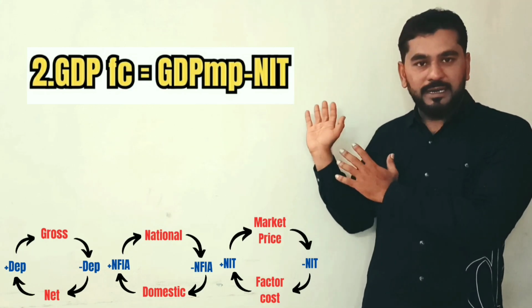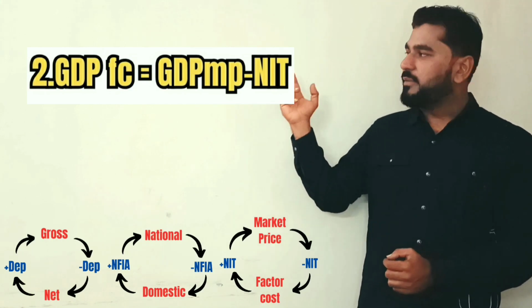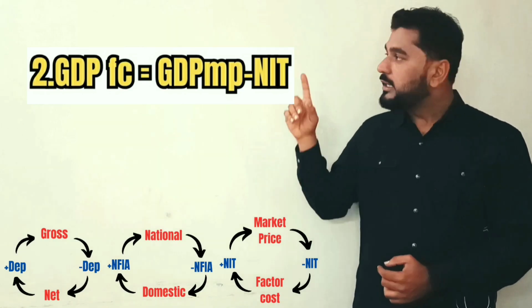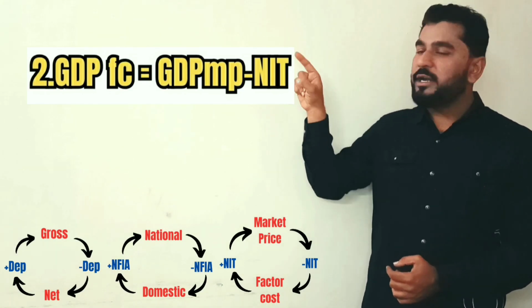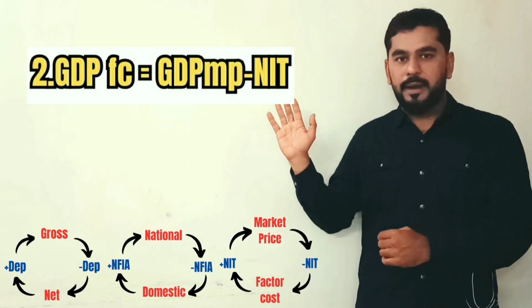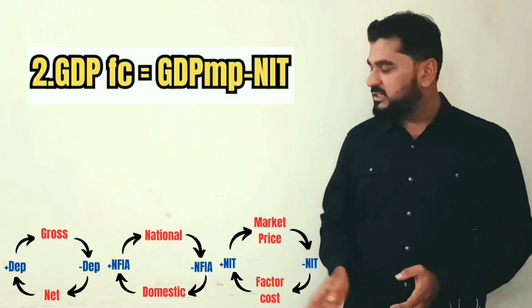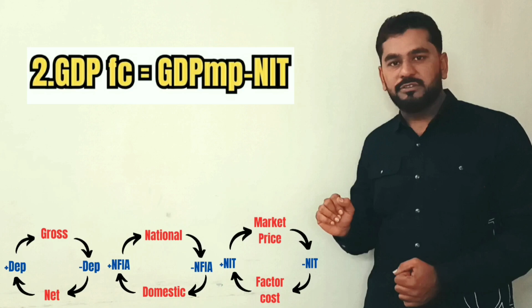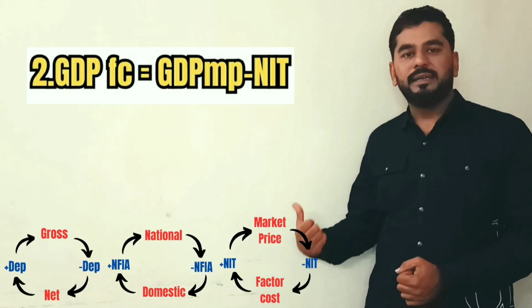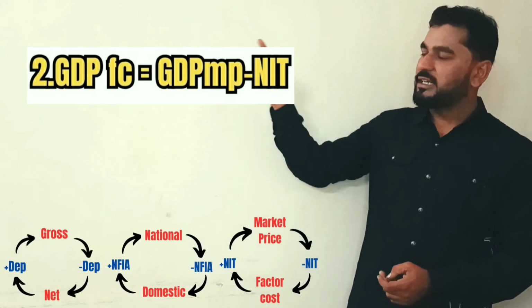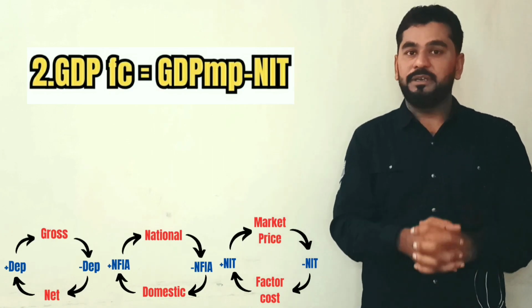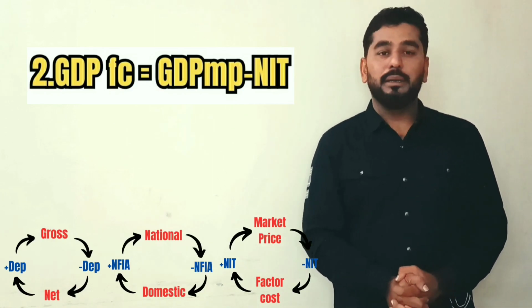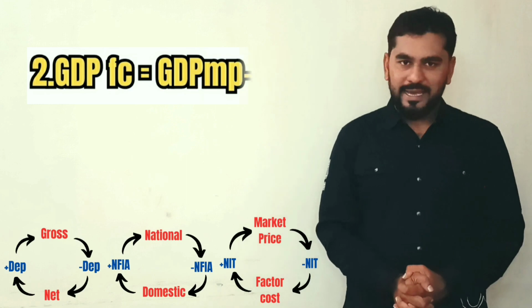Now compare from right hand side to left hand side. The first alphabet, G to G, no change. D to D, no change. P to P, no change. From MP to FC, I need to go from market price to what? Factor cost. Just see here. In order to move from market price to factor cost, I need to minus the net indirect taxes. So mention that minus NIT, it becomes the formula to find GDPFC. So GDPFC is equals to GDPMP minus net indirect tax.